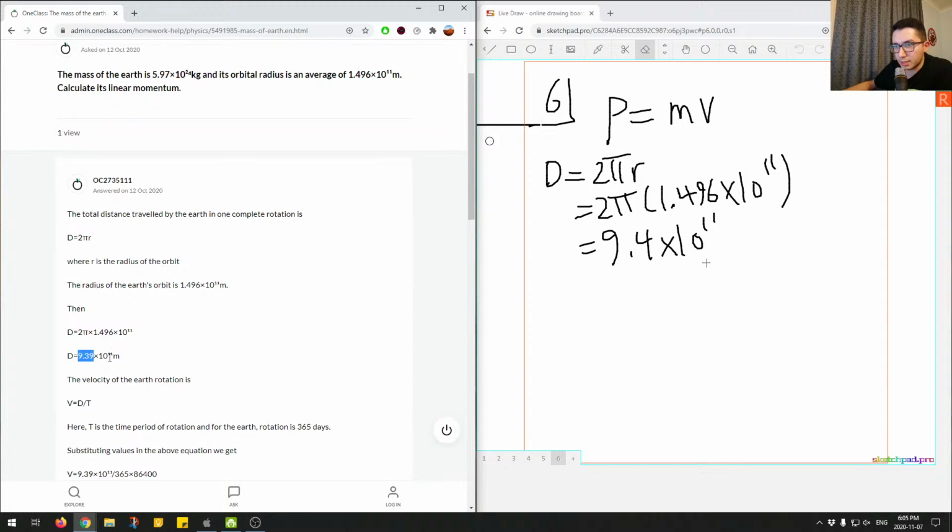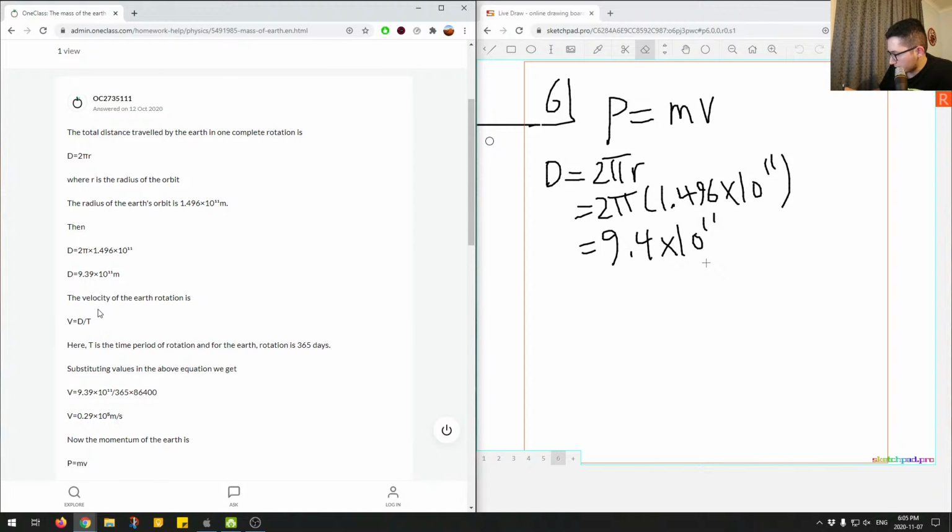To get the same answer here, we're going to use velocity is distance over time. We know for time, it's 365 days. But we want to say this in seconds, so I'll do this down here. So here they just multiply by 86,400. But I'll show you how to get to this number without having to memorize it, so you can think about this logically. 365 days is how many days in a year. To get it to seconds, we want to think how many seconds are in a day.